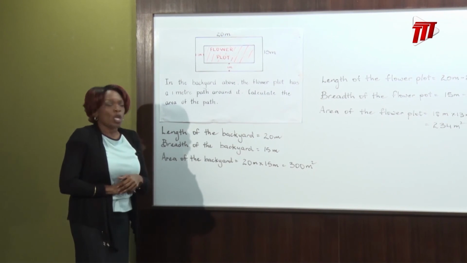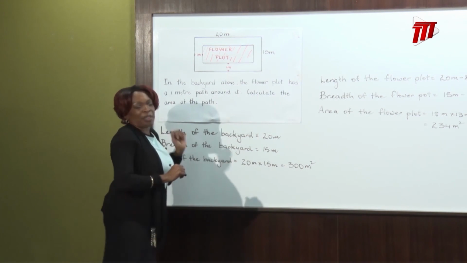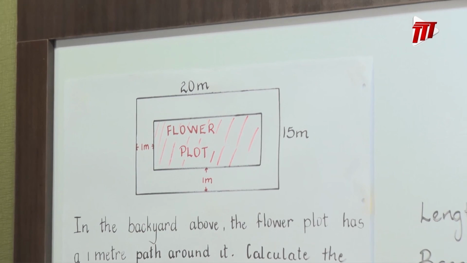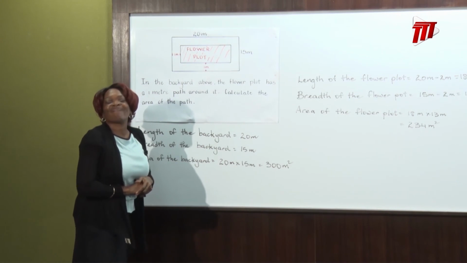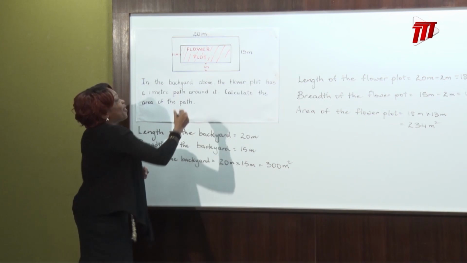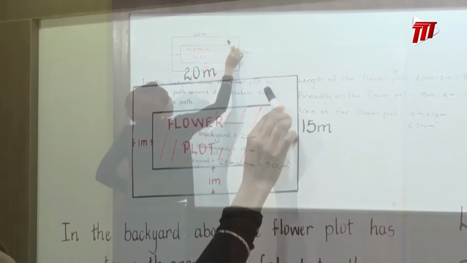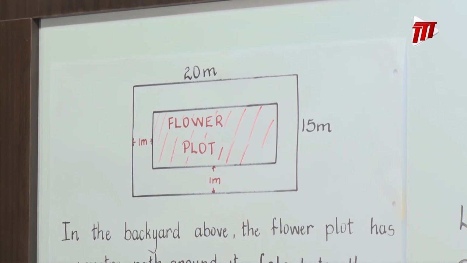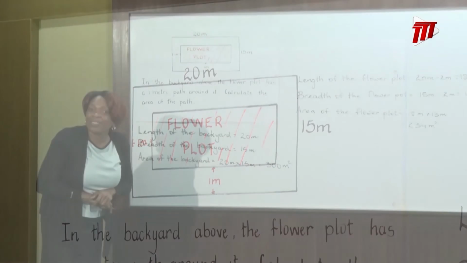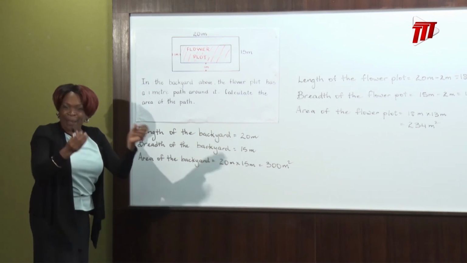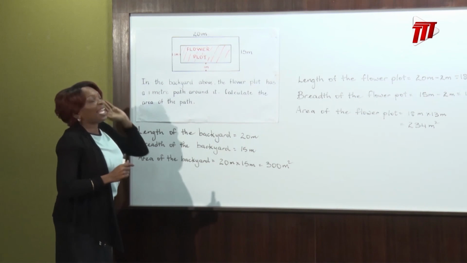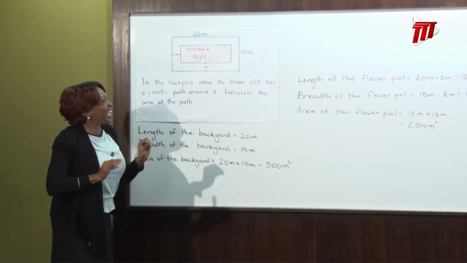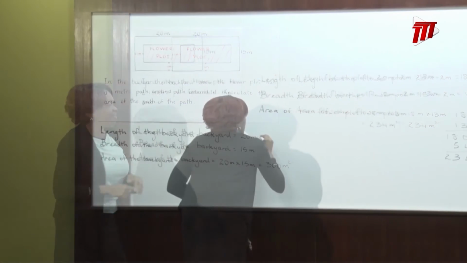Children, let's stop for a minute. Let's think. We have the area of the backyard, which is this entire thing here. Are you seeing that? We have just worked out the area of the flower plot, which is here. How do you think we can now find the area of the path? What are we going to do? Yes, we are going to subtract. So we have the entire area of the backyard, and we'll take away the area of the flower plot from that to get the area of the path. Are you seeing that, children?